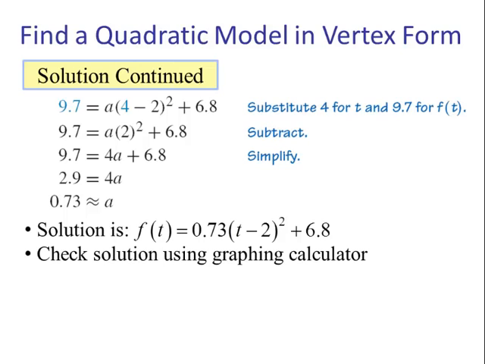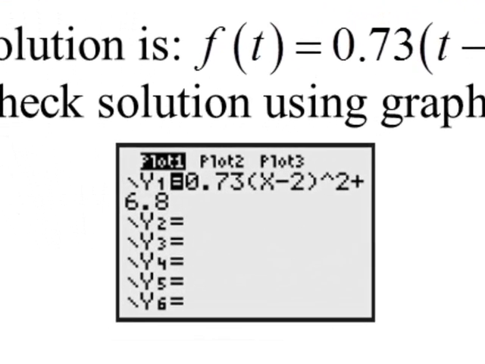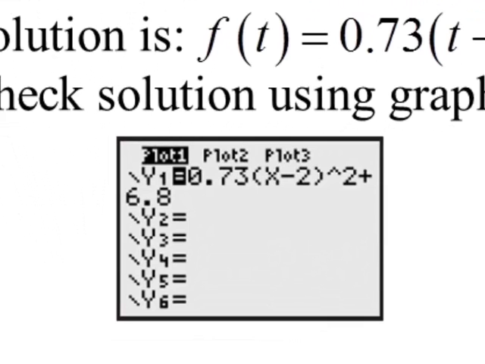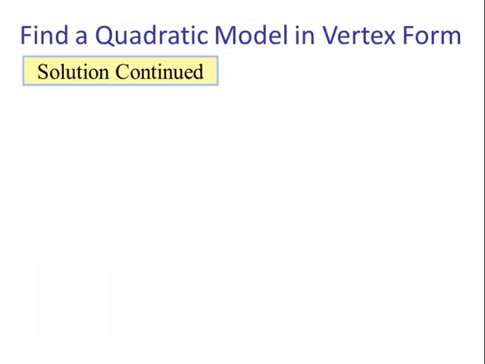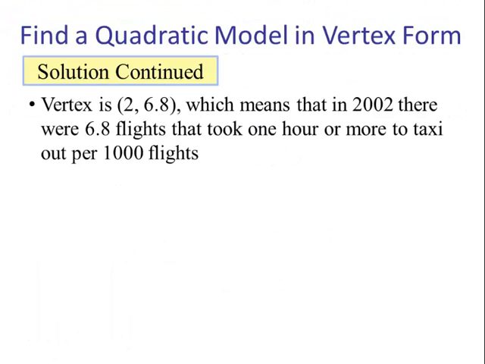We can use the graphing calculator to verify how well this function models the data. So we hit our y equals, we type in the model in y1, and as we can see, this parabola is modeling the pattern of the data very well. Question 2. The vertex is (2, 6.8), which means when t is 2, or in the year 2002, there were 6.8 flights that took 1 hour or more to taxi per 1,000 flights.